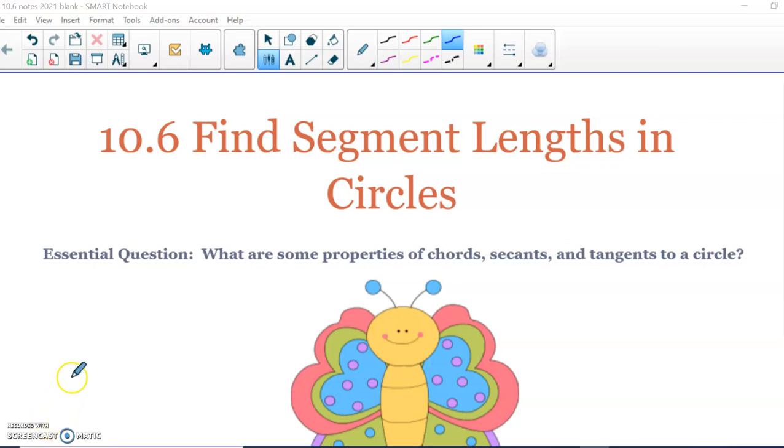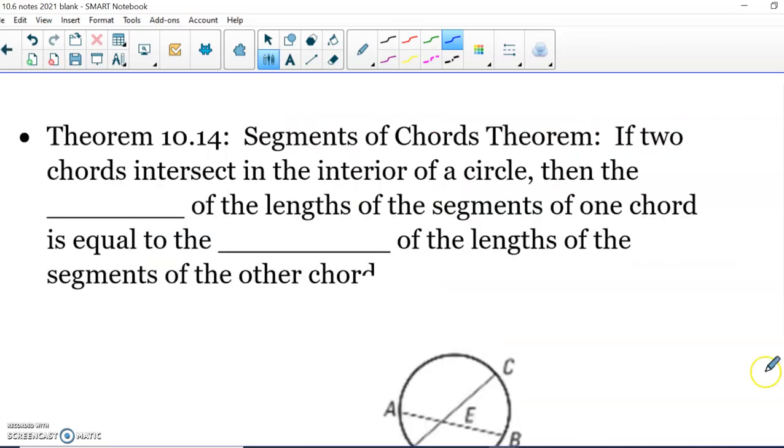This is Honors Geometry Lesson 10.6, Segment Lengths and Circles. So we've been talking about the measure of arcs and the measure of angles, but we haven't talked about the length of segments. So there's going to be three new rules we're going to talk about.